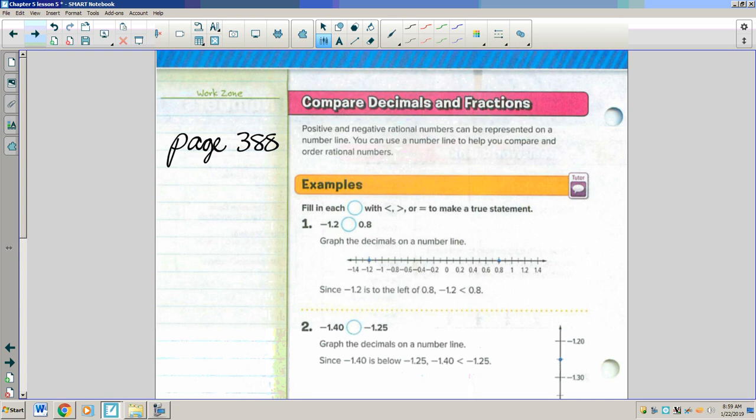Number 1, negative 1 and 2/10 greater than or less than 8/10. You have a negative, you have a positive. Negative 1 and 2/10 is less than 8/10.